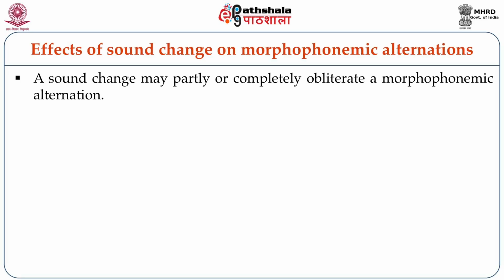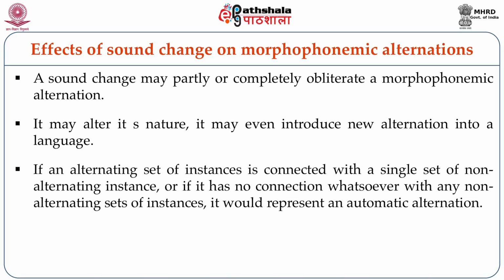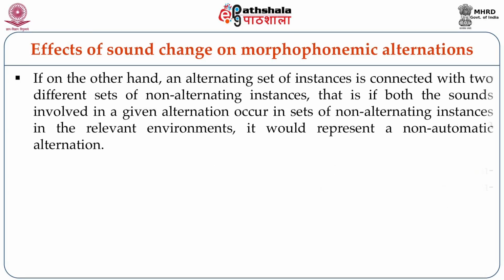Effects of sound change on morphophonemic alternation. This is another important section in this unit. A sound change may partly or completely obliterate a morphophonemic alternation. It may alter its nature. It may even introduce new alternation into a language. If an alternating set of instances is connected with a single set of non-alternating instances, or if it has no connection whatsoever with any non-alternating sets of instances, it would represent an automatic alternation.